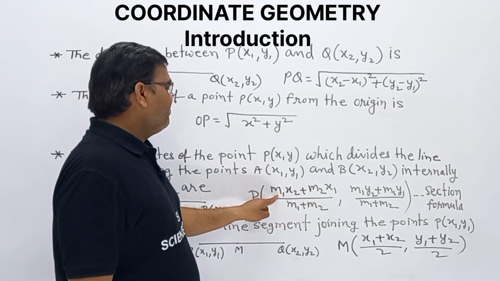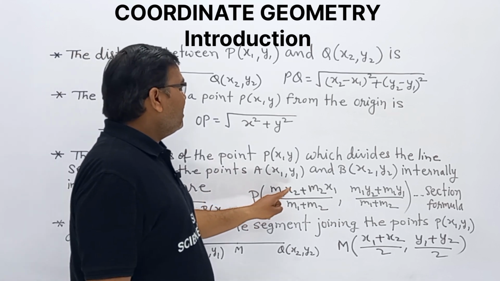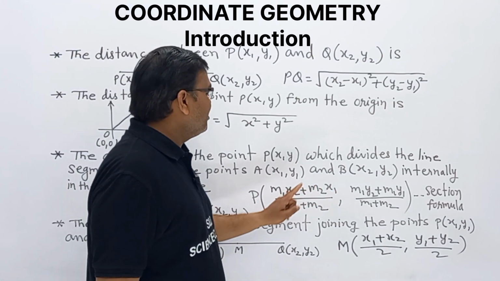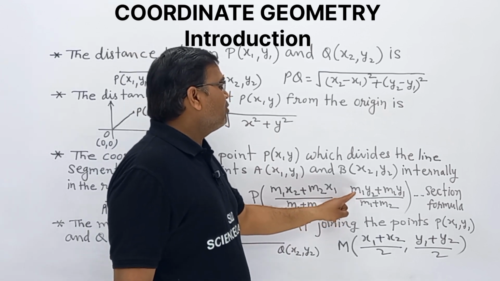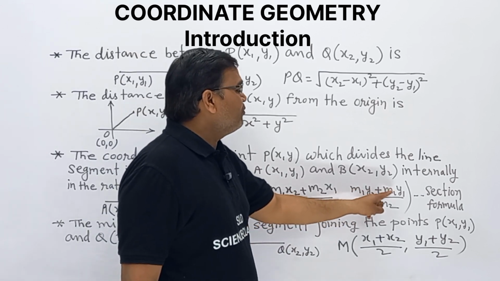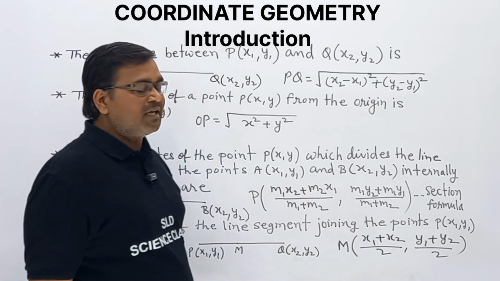When we have this ratio, we will use the section formula. So the coordinates of P will be (m1 x2 plus m2 x1) divided by (m1 plus m2), and the y coordinate will be (m1 y2 plus m2 y1) divided by (m1 plus m2). And this one is called the section formula.